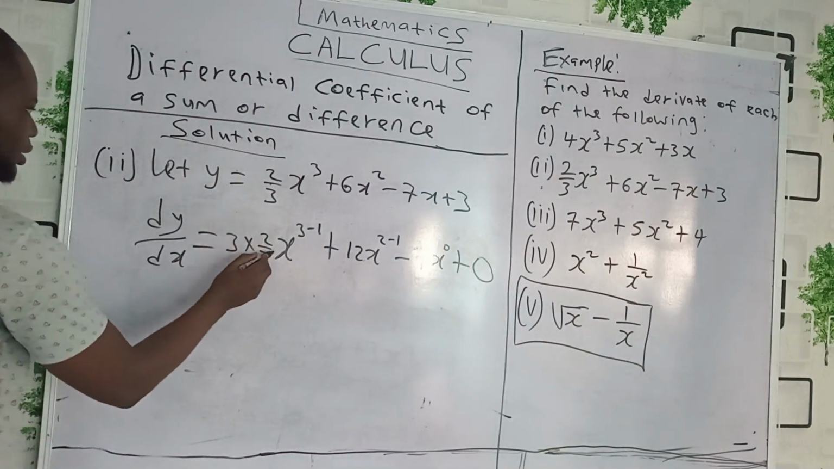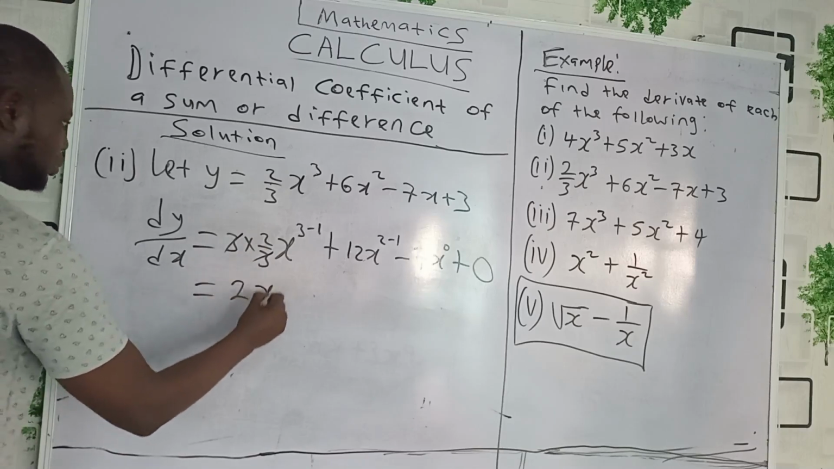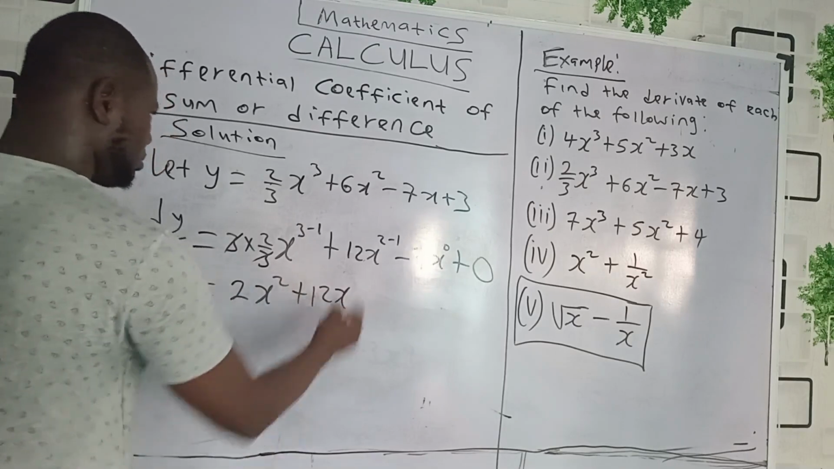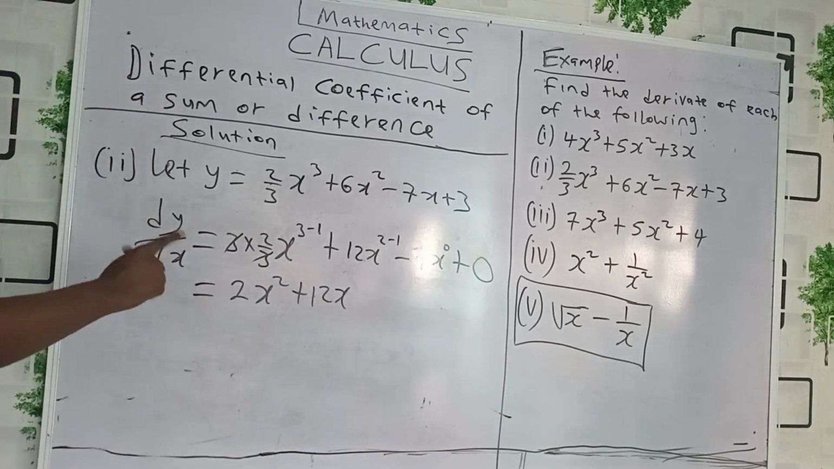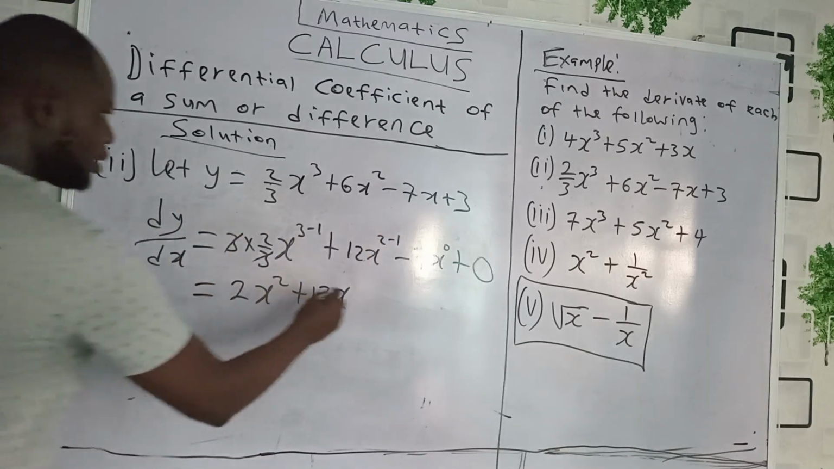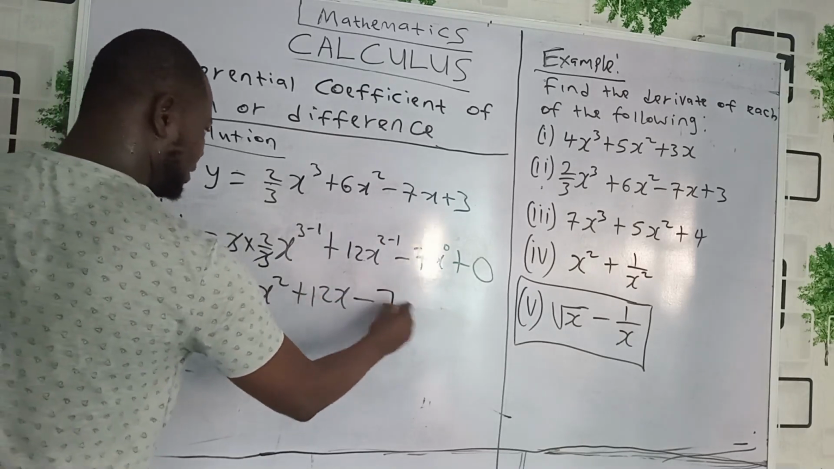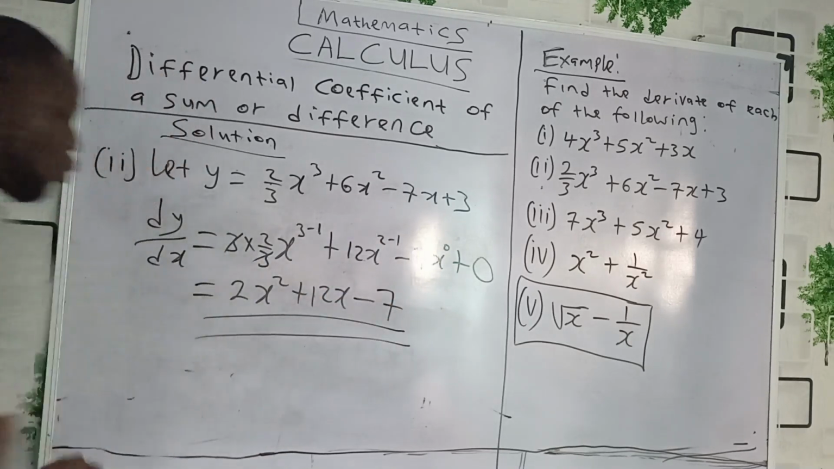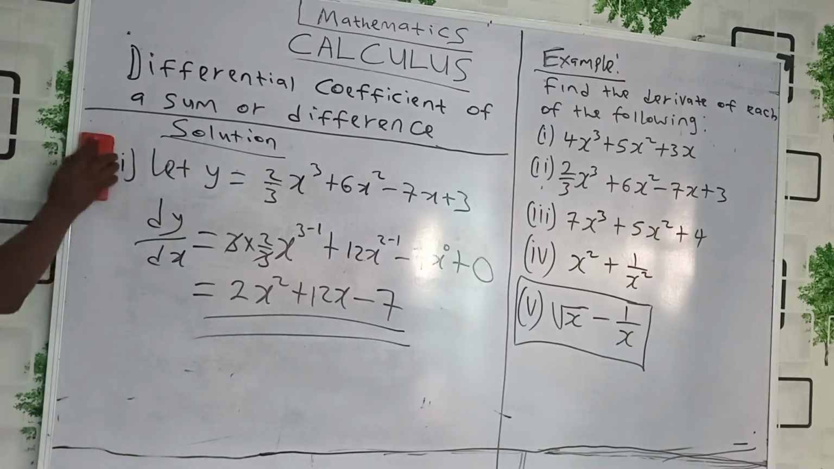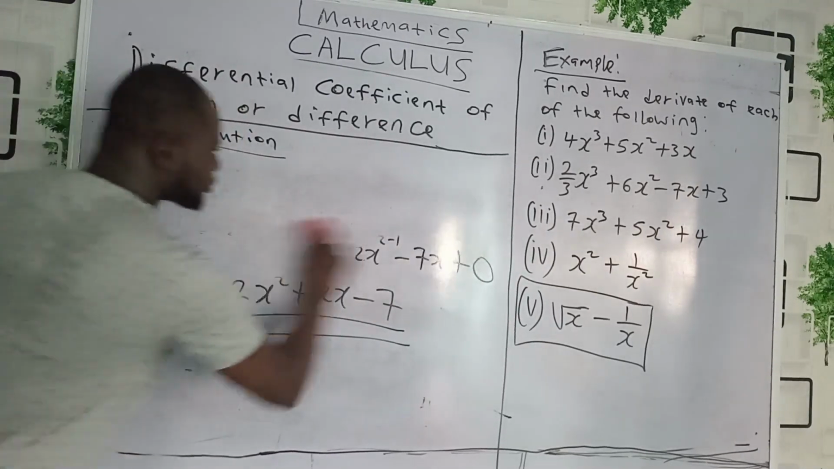Now let's go. 3 will cancel 3. We are left with 2x raised to power 2, right? Plus 12x, because 2 minus 1, power of what? 2 minus 1. And this one will be what? 1, isn't it? Then minus x raised to power 0 will be 1, 1 times 7, minus 7. So the result is this. Wow! That's lovely, everyone. That's beautiful. Okay? Now let's go. That's Roman figure 2.